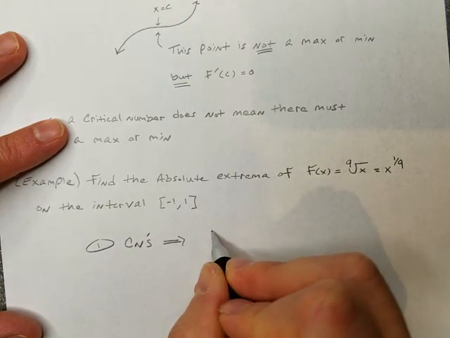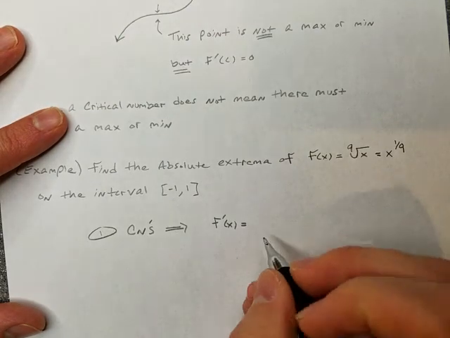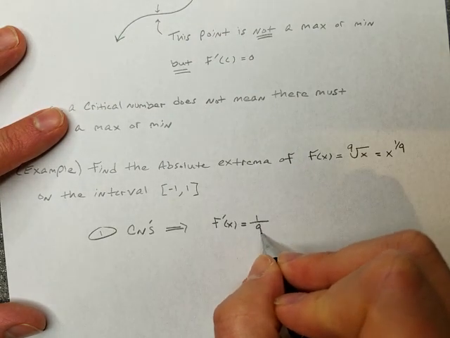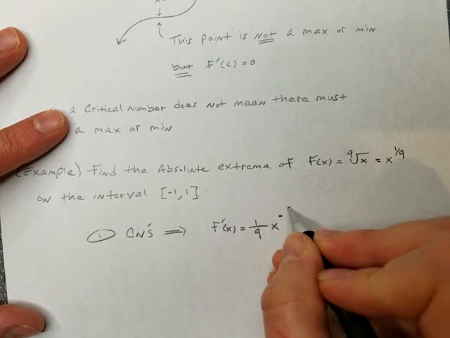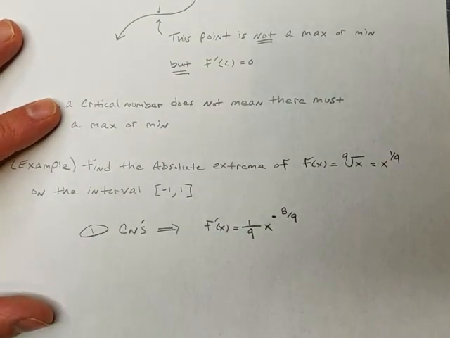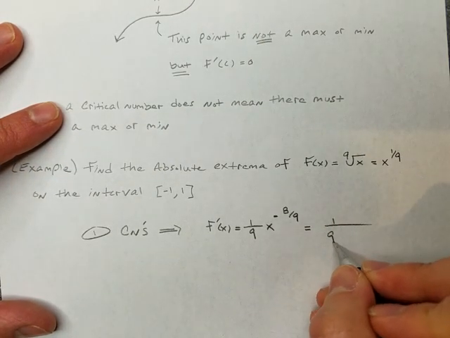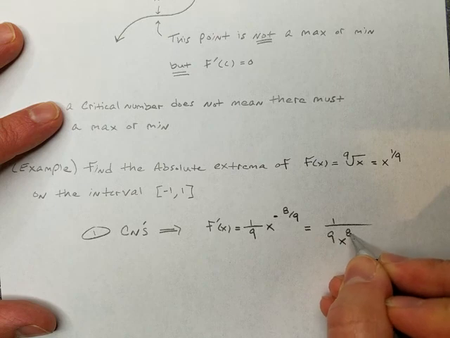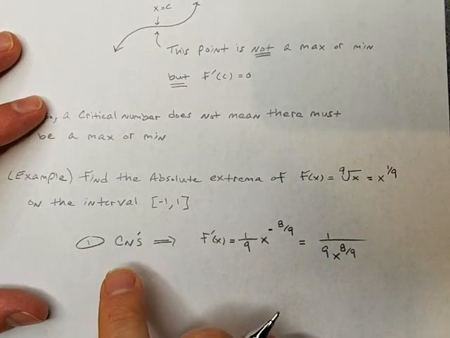All right, so we find the derivative. And I get 1/9 x to the -8/9 power. There's your derivative. Writing that a little bit differently, I might put it like this. Now, what's a critical number?